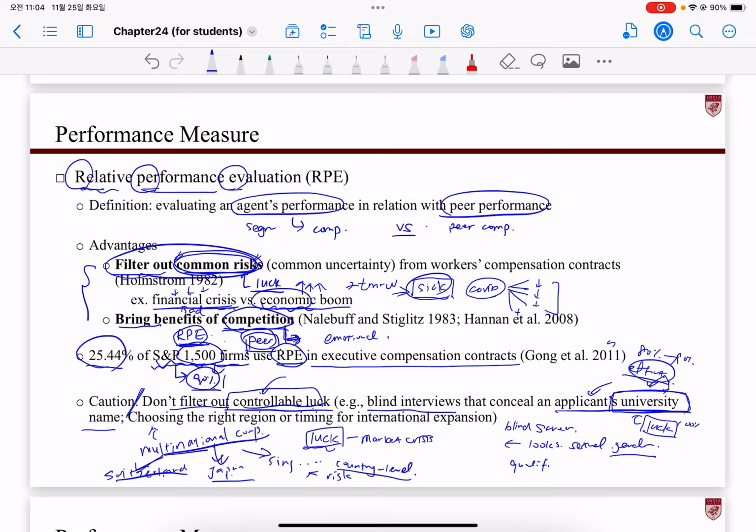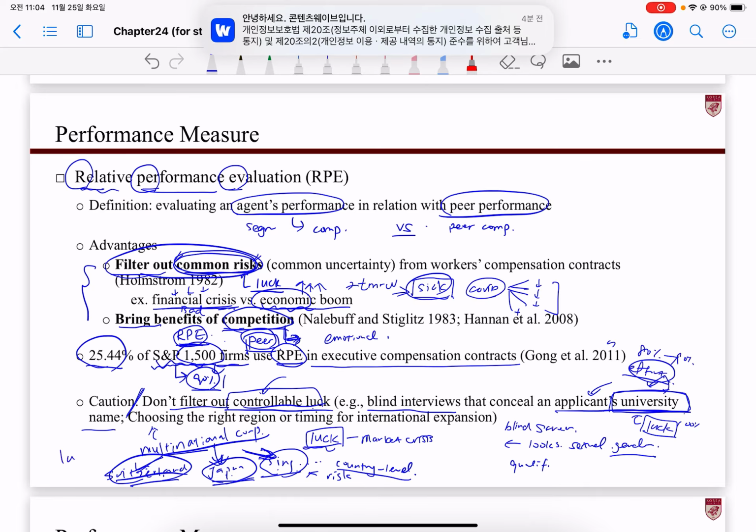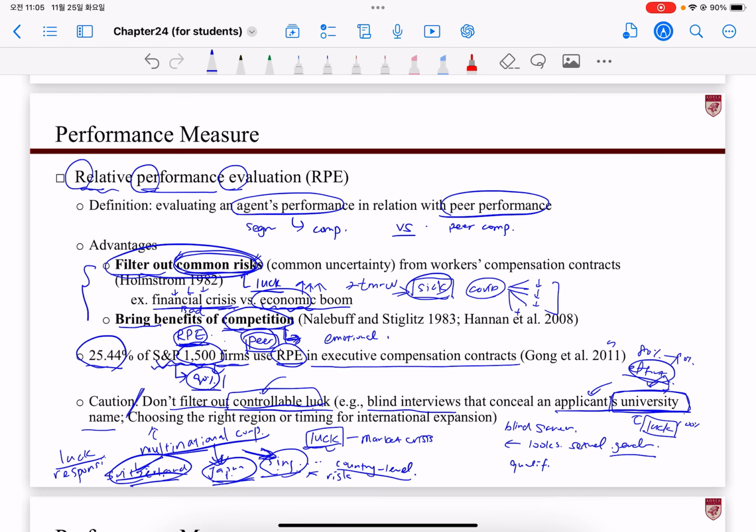The reason is that you are the one that has entered into this country, right? So there was a selection process for each country, which is not purely out of luck. There's some responsibility and accountability toward the manager that picked these regions. So it was a controllable luck itself, choosing the right region and timing. So you shouldn't be filtering out every side of the country market-level risk when evaluating this company. Okay.